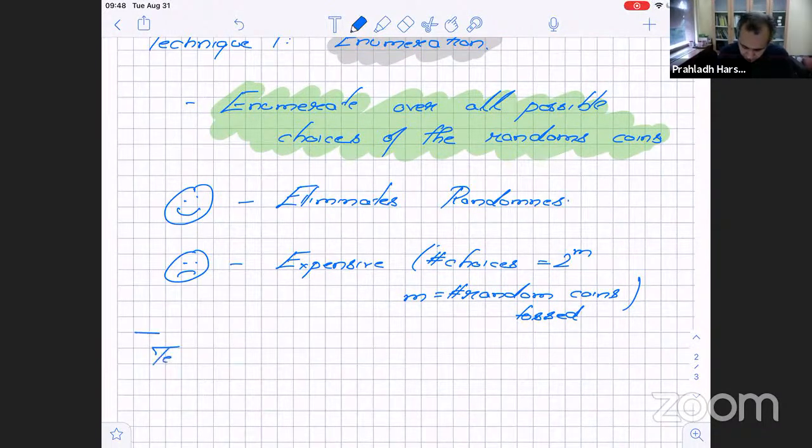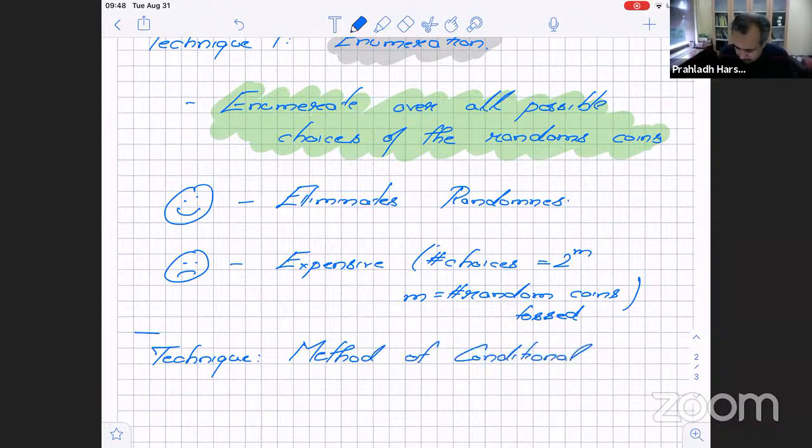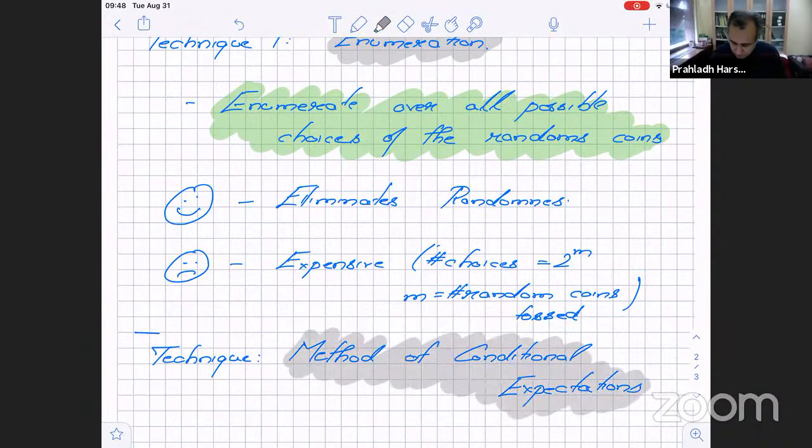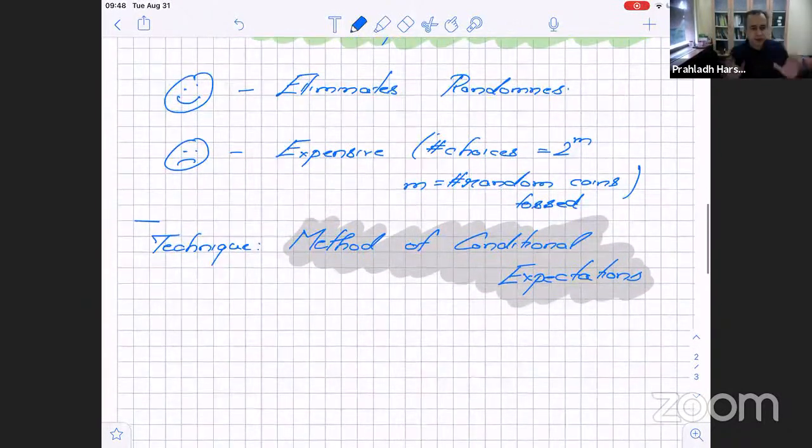Next one, what is called the method of conditional expectations. So for this, let's focus on this one particular problem. Let's see how it works, and then we'll see if we can generalize it, just like the enumeration method was not specific to the max cut problem.